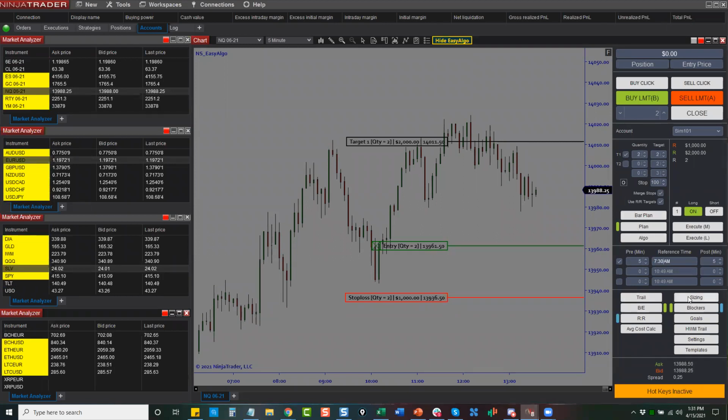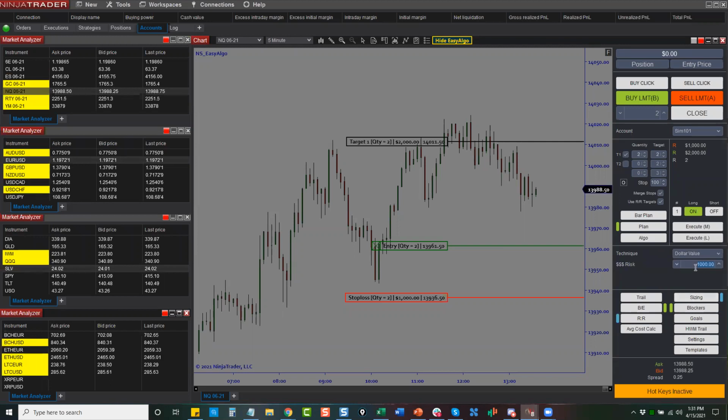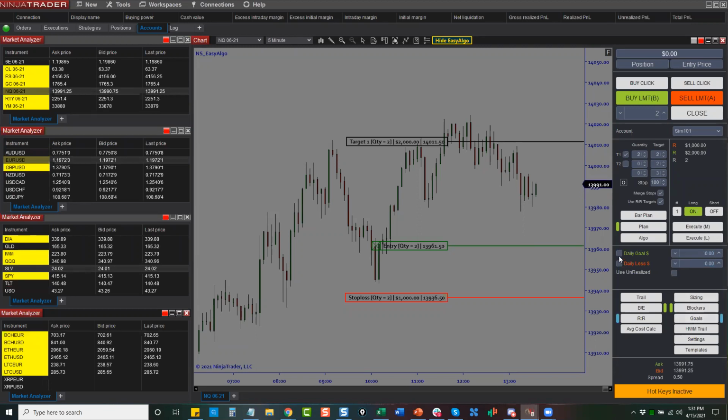What I'm going to do is use the sizing and go dollar value risk of $1,000 per trade. I'm going to basically set a goal. My daily goal is going to be $2,000, and I'm going to set my daily loss limit to 500. So I put these in.